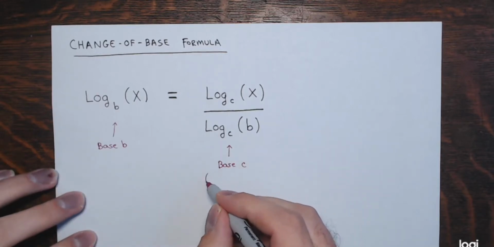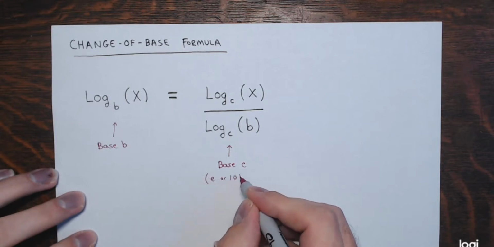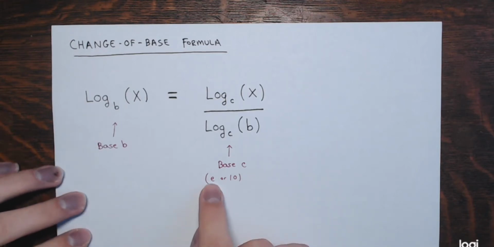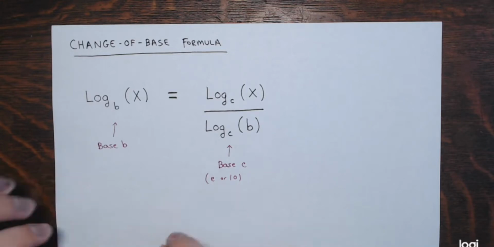Now, usually we'll do either base e or 10. Those are pretty easy because most calculators have log base e, which is that natural log, the ln button, and also have the log base 10 or just log button. This is called the change of base formula.